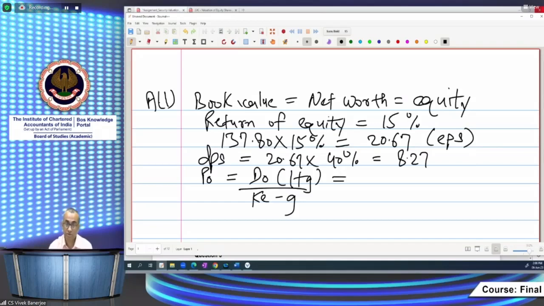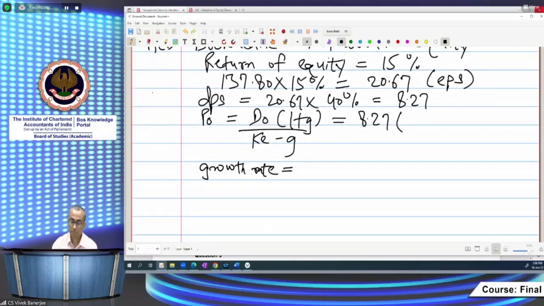D0, the dividend per share we have just calculated, is 8.27. It will be multiplied by the growth rate. The growth rate is not given in the question; you have to calculate the growth rate. The growth rate can be calculated by return on equity into retention ratio.